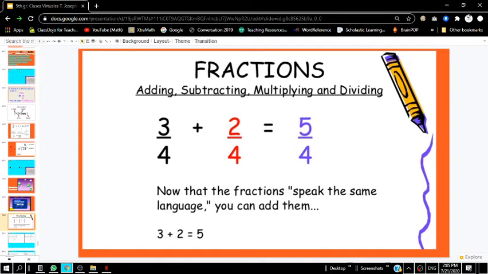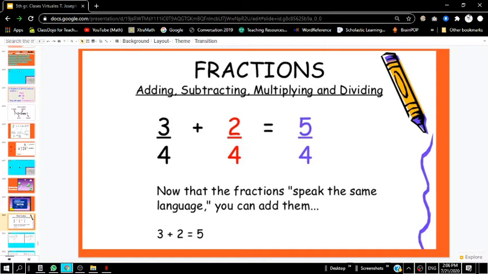Now, before we go on to this, I'd like for you to understand that when you add fractions, it's basically the same thing as just adding the numerators as long as the denominator is the same. Okay? As you can see in the example on the board, 3/4 plus 2/4 equals 5/4. As long as that denominator is the same and it speaks the same language, or in other words, it has the same last name, you can add it very easily.